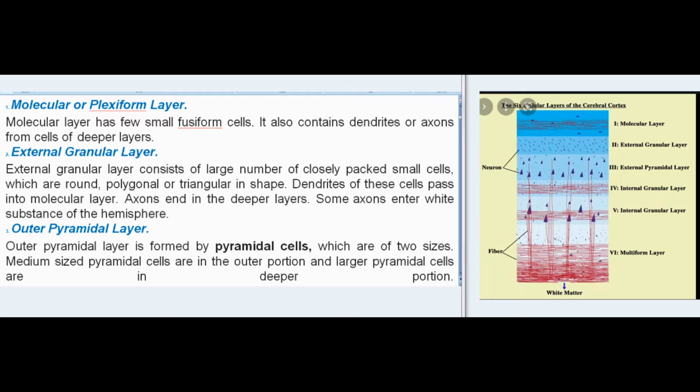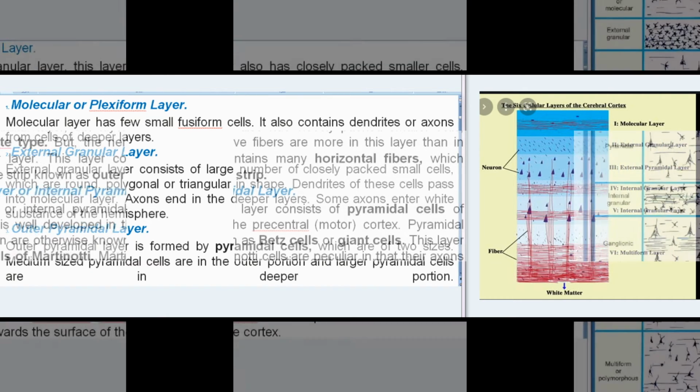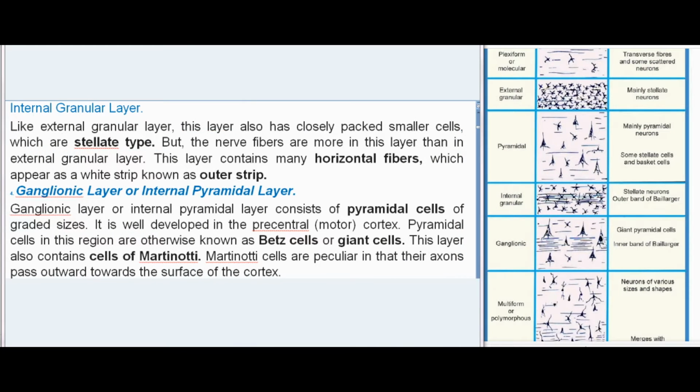Outer pyramidal layer. Outer pyramidal layer is formed by pyramidal cells, which are of 2 sizes. Medium-sized pyramidal cells are in the outer portion and larger pyramidal cells are in deeper portion. Internal granular layer. Like external granular layer, this layer also has closely packed smaller cells, which are stellate type. But the nerve fibers are more in this layer than in external granular layer. This layer contains many horizontal fibers, which appear as a white strip known as outer strip.